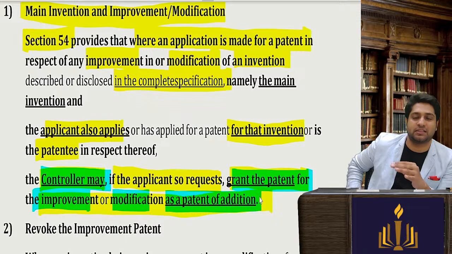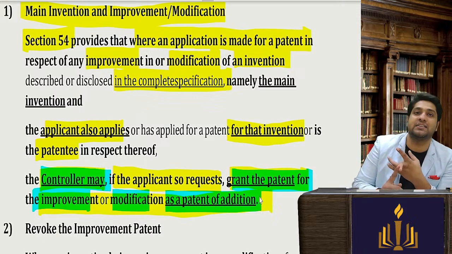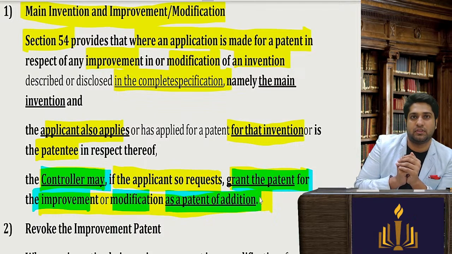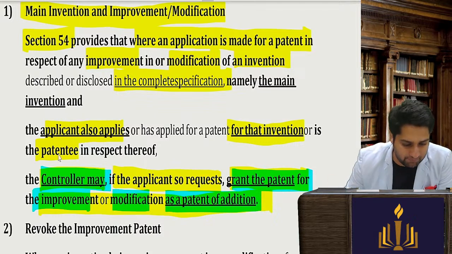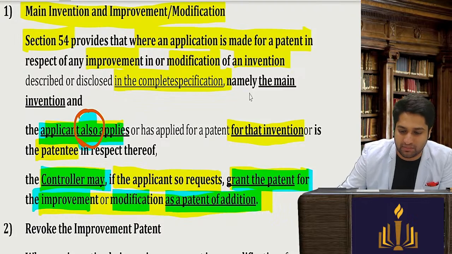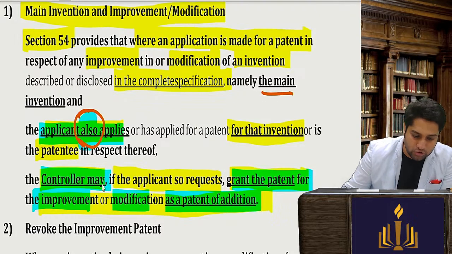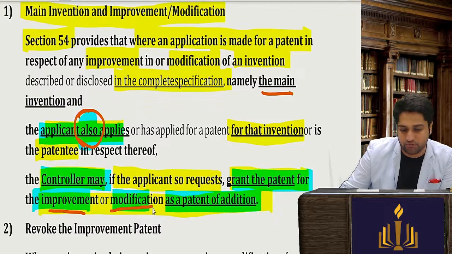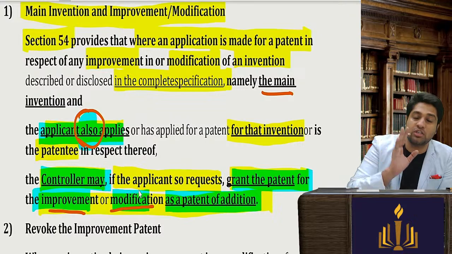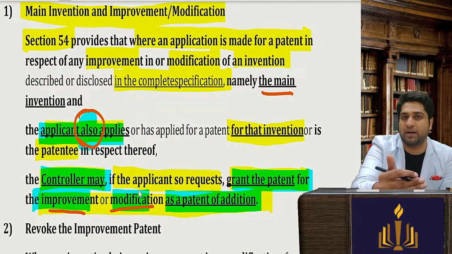So the answer is no. It has to be the inventor himself who has invented the product as well as invented the improvement or modification. Where is it written? So it is written that the applicant also applies. Also, that means he has filed a main application and is also applying for the improvement and modification. So the provision, just remember that only the original inventor can apply for improvement or modification.